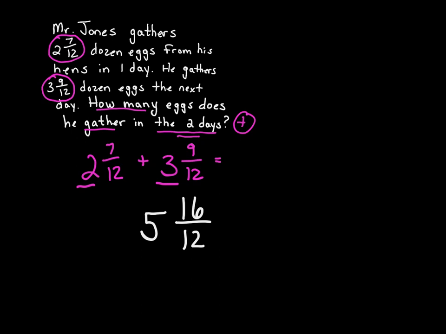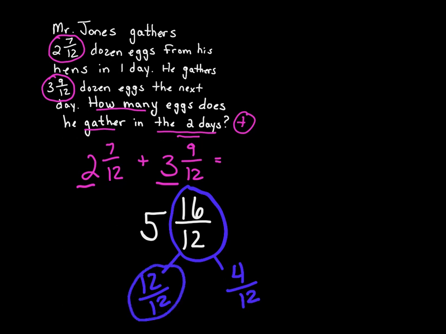But, just like before, we cannot leave that because it is an improper fraction, or a fraction greater than 1. So I'm going to take the 16/12 and pull out the whole, which would be 12/12. And we're left with 4/12. So I'm going to take this whole and add it to our 5. So we have 5 plus the 1 plus the 4/12. And we get 5 plus 1 is 6. And then attach it with our fraction, 6 and 4/12.